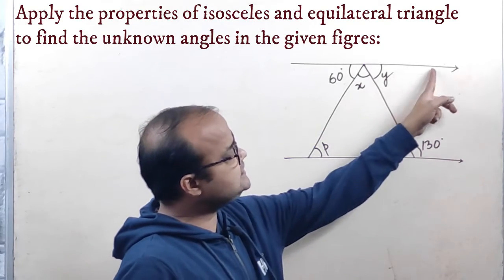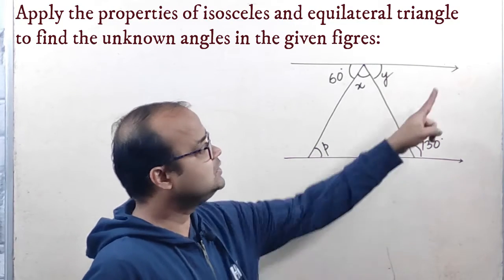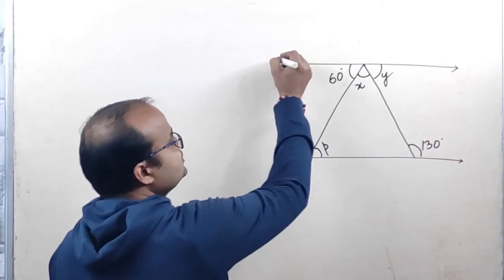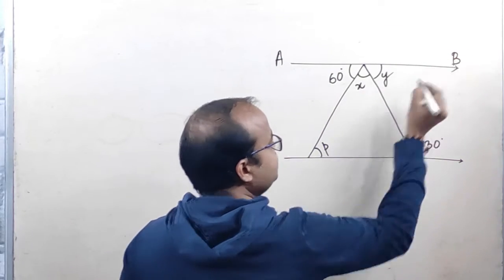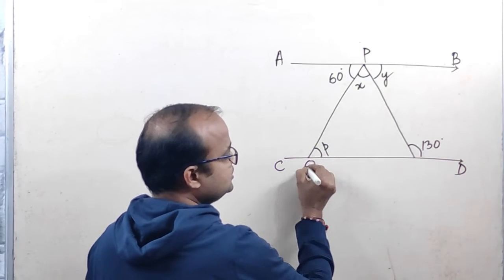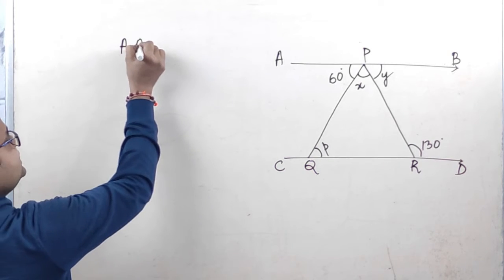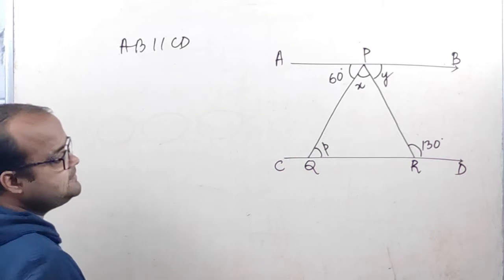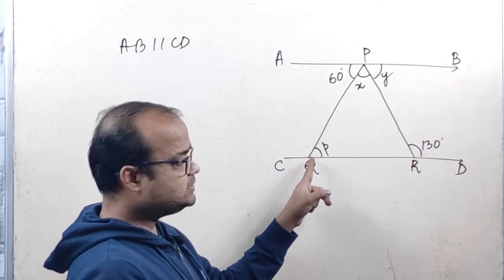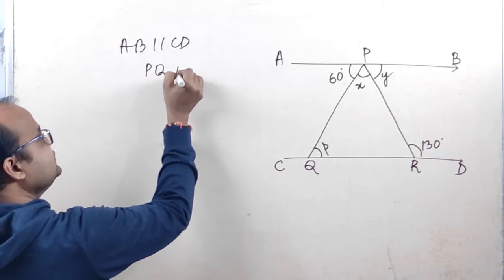Now here these two lines are parallel to each other. Is it given? No. The arrow indicates the lines are parallel to each other. So we name the line as ABCD and the points as P, Q and R. So here AB is parallel to CD. And now PQ is a line which is transversal. So we can say that here PQ is transversal.